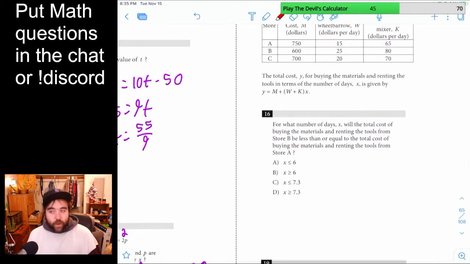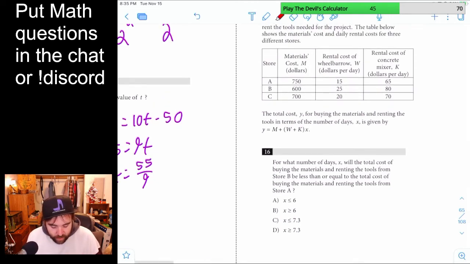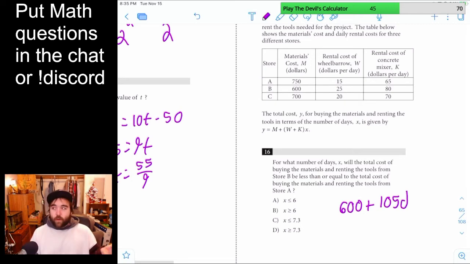All right, so equations. Writing equations is always the move. So what is our equation for store B? How much does it cost? Well, it costs $600 just to buy the materials. But then we also have to pay for the rentals. So it's $25 for the wheelbarrow and $80 for the concrete mixer. So you add them together, that means we're paying $105 every day. So 105 times the number of days.